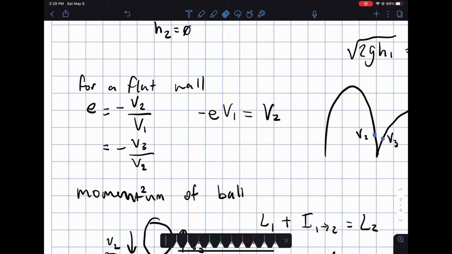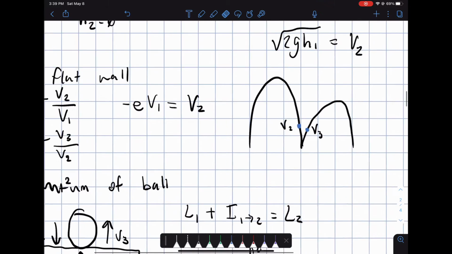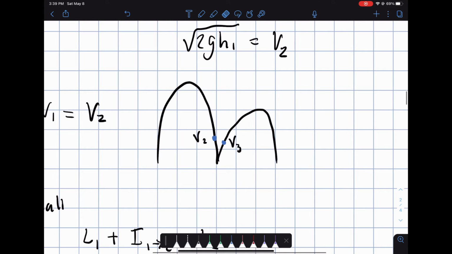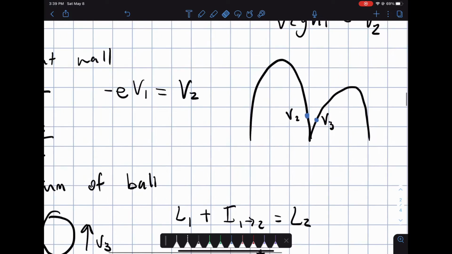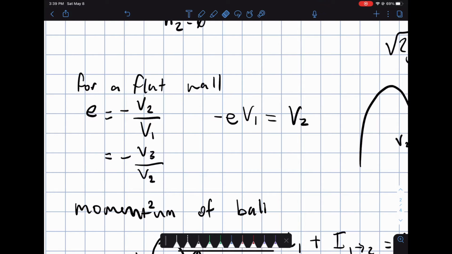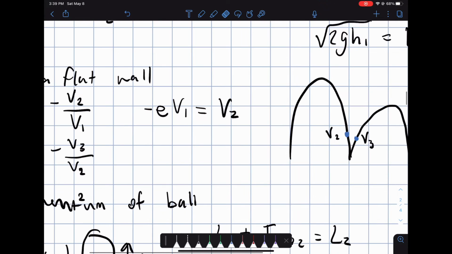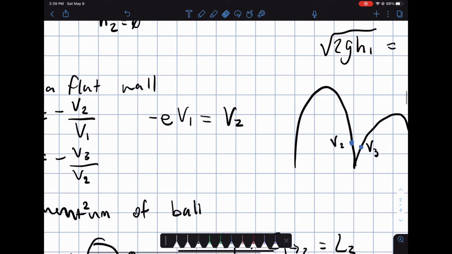And we also know that the coefficient of restitution of a flat wall collision of a ball, e equals negative V2 over V1. But we could look at the diagram to the right and see that the velocity right before it's able to hit the floor is V2, and the velocity right after it hits the floor is V3. So we could rewrite the equation e equals negative V3 over V2. And we could solve for the exit velocity by being e equals negative V2 equal to V3.